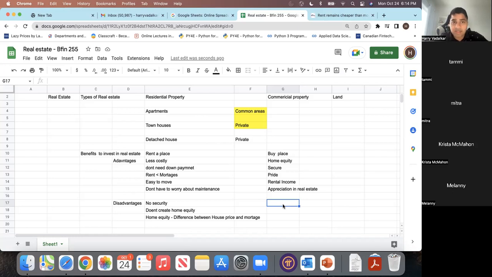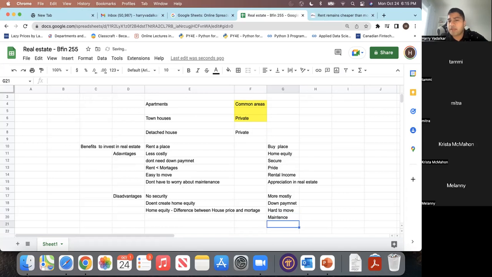There are disadvantages. It is more costly to buy a place because you need a down payment, you need closing costs, you need the mortgage payments that you make every month. So renting is less expensive than buying a place. Buying a place will be more expensive. Okay, also a big disadvantage will be that you need to block your down payment. Then it's hard to move. Once you buy a place, you might not have the same flexibility when you want to move, and you have to worry about maintenance.